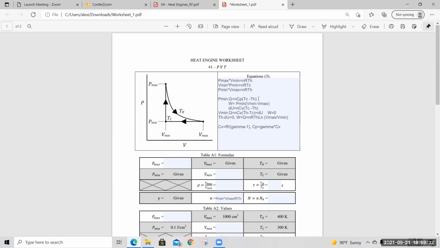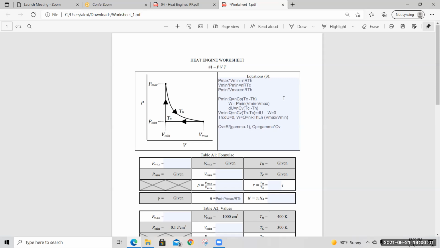And the same thing, we're going to plug the value of W, where W is Pmin times the change in volume. Do I know what Pmin is? It's given, from table A1. Pmin is given. Vmin is not given. Vmin is what I just calculated in table A1. So I'm going to take the value calculated from A1 and minus Vmax. And Vmax is given, by the way, and that's going to be W.